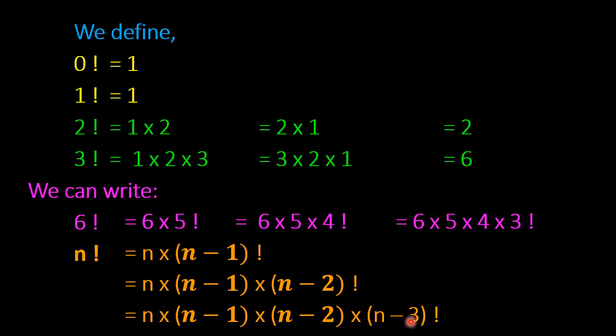So it is decreasing towards the right by 1. Here also 6, 5, 4, it is decreasing by 1, and here 6, 5, 4, 3. So here also n minus 1, n minus 2, n minus 3 represents that the number n is decreasing by 1.